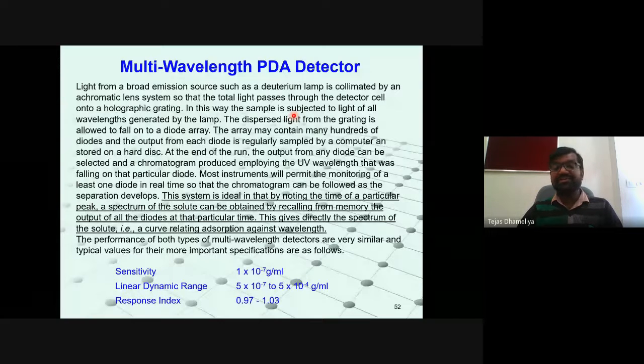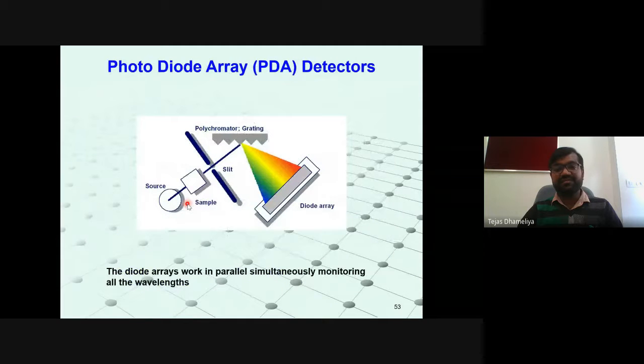Look at the sensitivity of this instrument. It is having sensitivity up to 0.1 microgram per ml. 0.1 microgram per ml we can detect using this multiple photodiode detector. Right? And this system is basically having a particular peak, so it can be obtained by equaling the memory of output of all the diodes simultaneously. That is the multiple wavelength PDA detector.